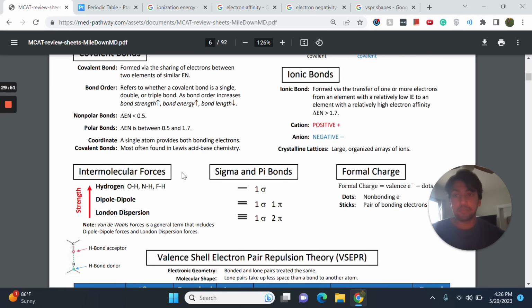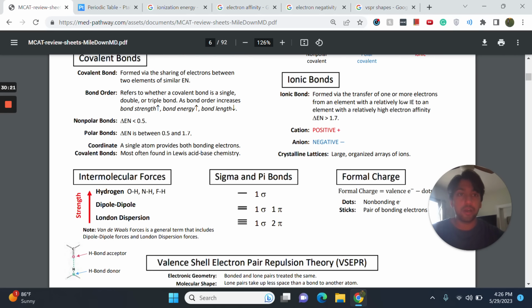Okay, ionic bonds are formed from the transfer of one or more electrons from one element of a low IE. Remember, this is ionization energy, and low ionization energy means that when this electron is being released, not much energy has to be added. So if it doesn't have that much ionization energy, that means it's pretty easy to get rid of it. The electron goes to an element with relatively high electron affinity, which means a lot of energy is released when you add an electron. And usually this is when the electronegativity difference is greater than 1.7.